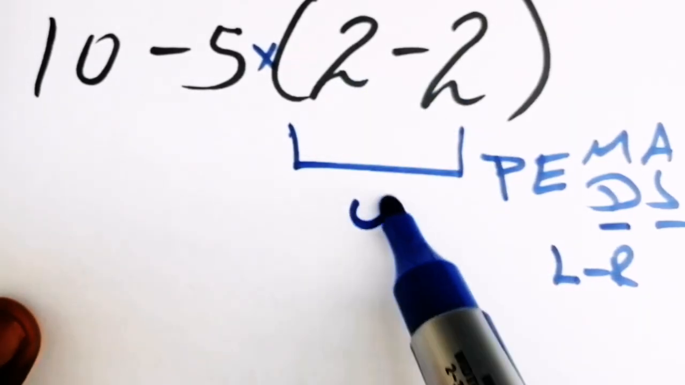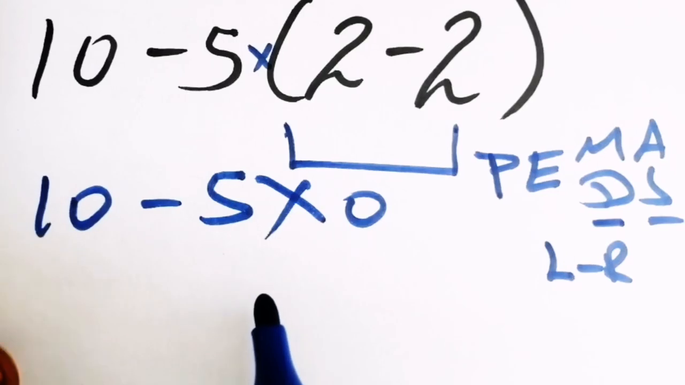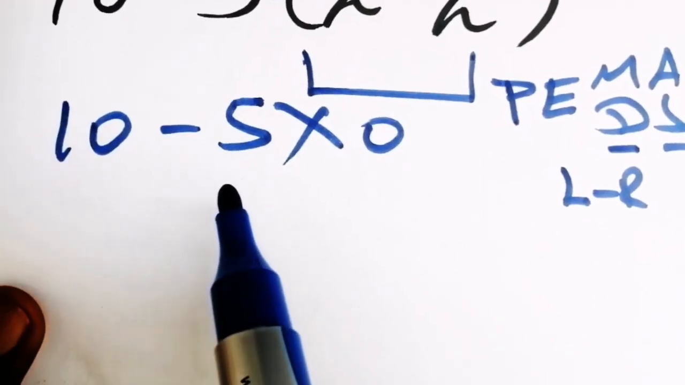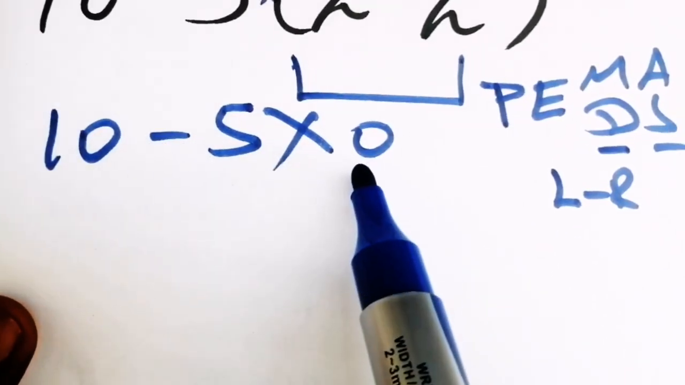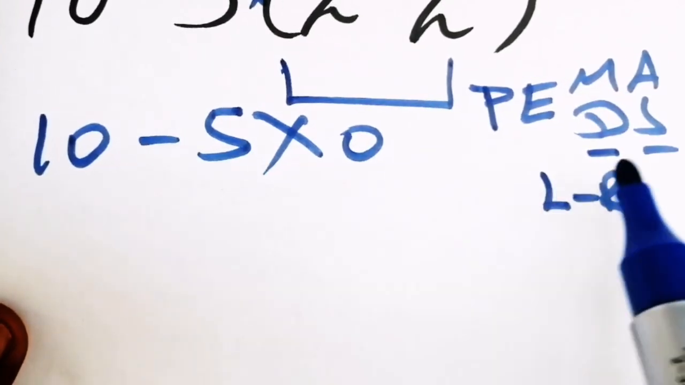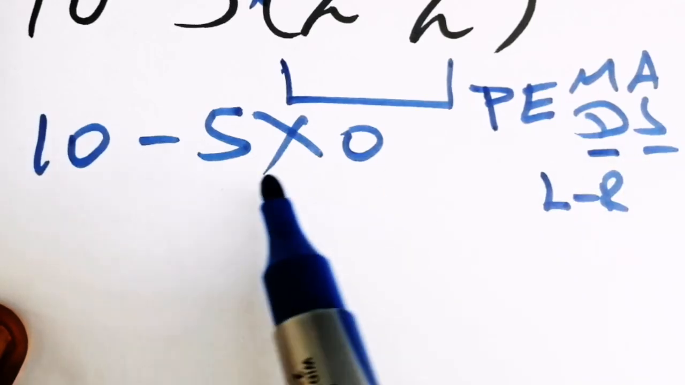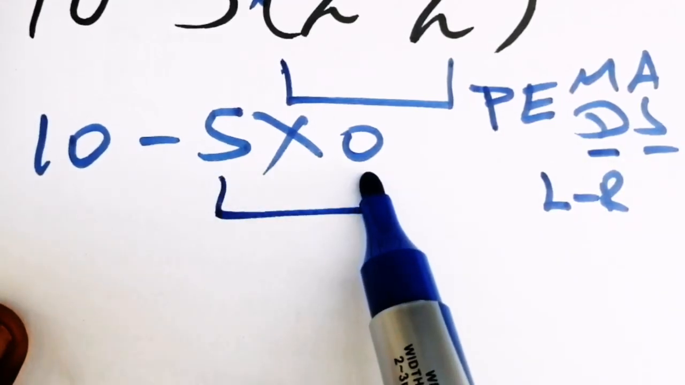2 minus 2 is 0. Okay, 10 minus 5 times 0. Therefore, in this expression there is one subtraction and one multiplication. Multiplication has higher priority than subtraction because according to PEMDAS, multiplication comes before subtraction. Therefore, we have to multiply these numbers.